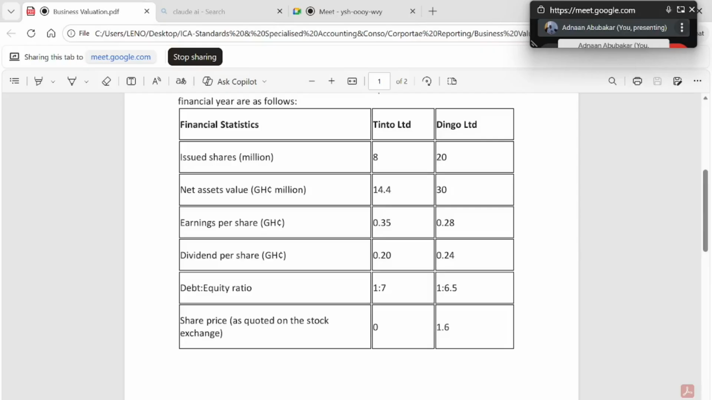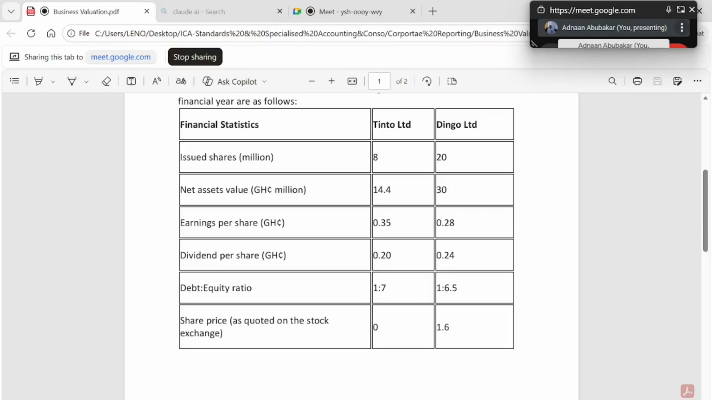So let's look at the share issues. Tinto 8 million, Dingo 20 million. Net asset of Tinto is 14.4. Now, when we say net assets, how do you understand net assets? Yesterday, you were telling me net asset is the total assets minus total liabilities, plus preference shares.